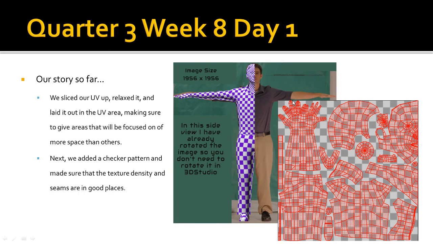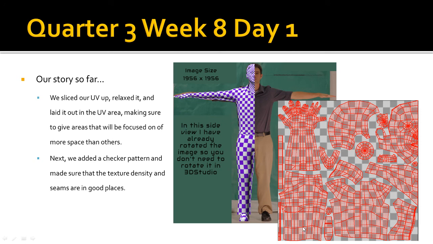So last time we sliced our UV up, we relaxed all of the pieces, and then we laid it out in the UV area to make sure that there was enough space for everything that we need. We knew that the face was going to be more important than something like the pants, so relatively speaking, you'll see that the checker map on the pants is significantly bigger than it is on the face. That means the face has more texture density than the pants themselves. That's going to be really important later on.